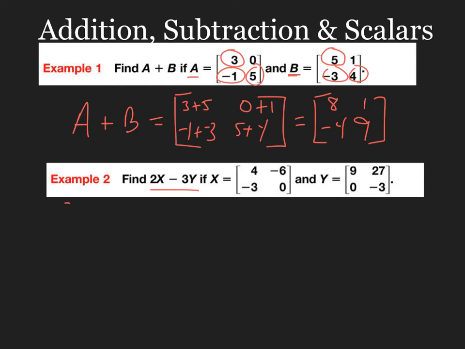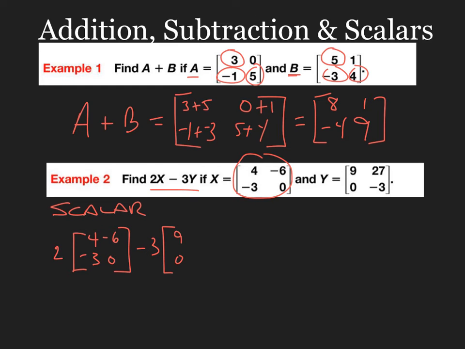So these are called scalars. And a scalar is just a number in front of a matrix that multiplies all the elements in the matrix by that number. So 2 is going to multiply by every element in matrix X. So I'm going to have 2 times the matrix 4, negative 3, negative 6, 0, minus 3 times matrix 9, 0, 27, negative 3. So I'm going to multiply everything through.